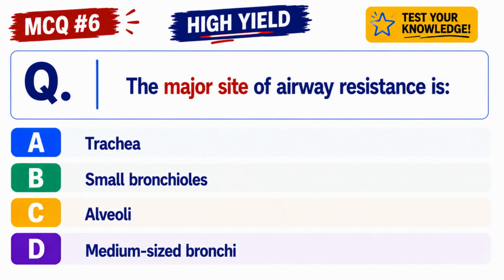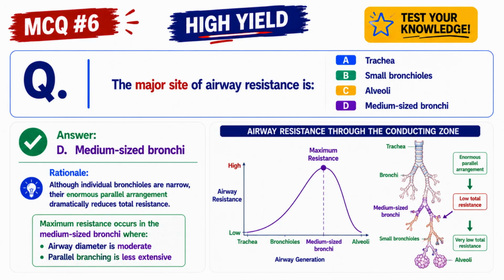Question 6. The major site of airway resistance is A. Trachea, B. Small bronchioles, C. Alveoli, D. Medium-sized bronchi. The answer is D. Medium-sized bronchi. Here's why. This is one of the most counterintuitive answers in pulmonary physiology, and it is a board favorite because of it. The intuitive answer would be small bronchioles. They are the narrowest airways, and resistance increases dramatically as radius decreases per Poiseuille's law.